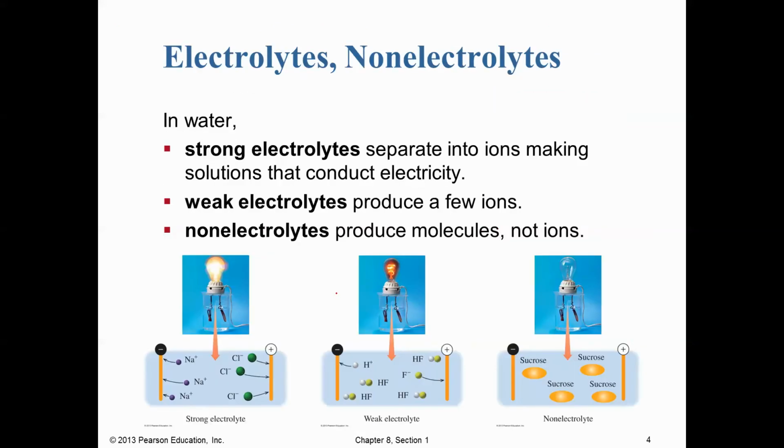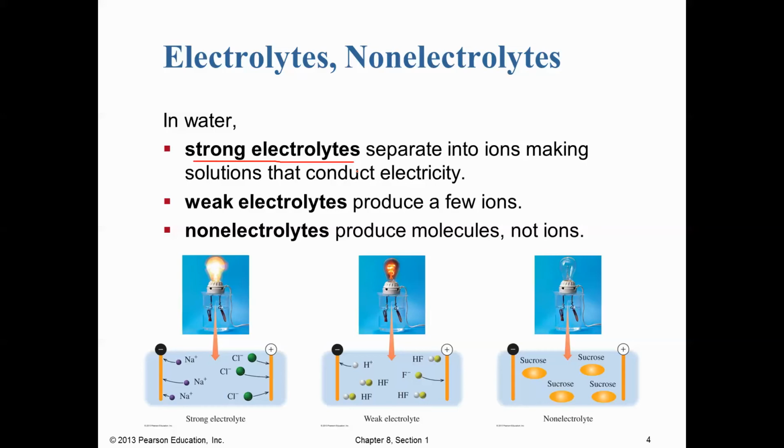So what are our different types of electrolytes? Well, we have strong electrolytes. And strong electrolytes completely separate into ions. And strong electrolytes are going to include things like ionic compounds, strong acids, and strong bases. And if you don't know about acids and bases yet, that's fine.